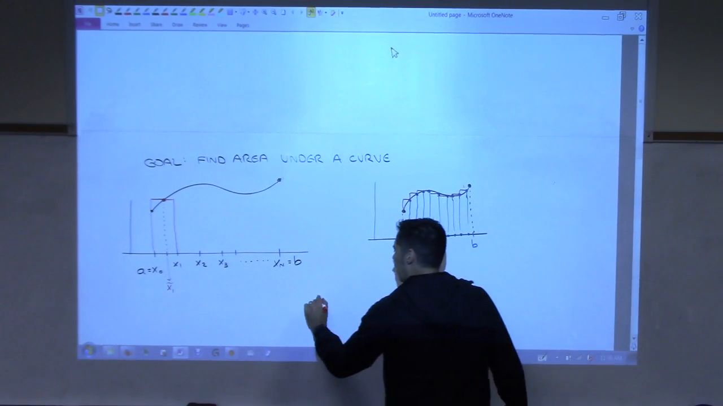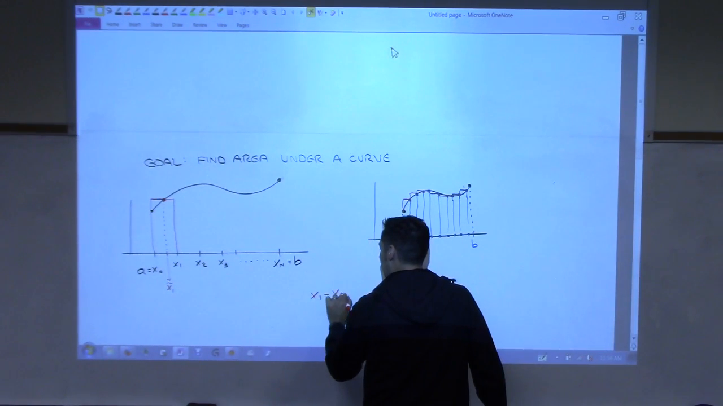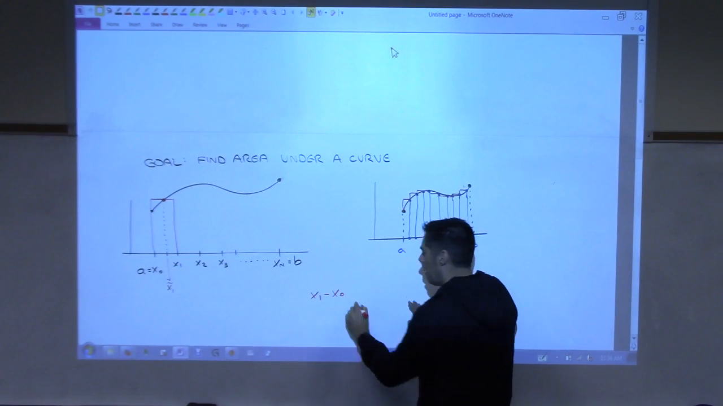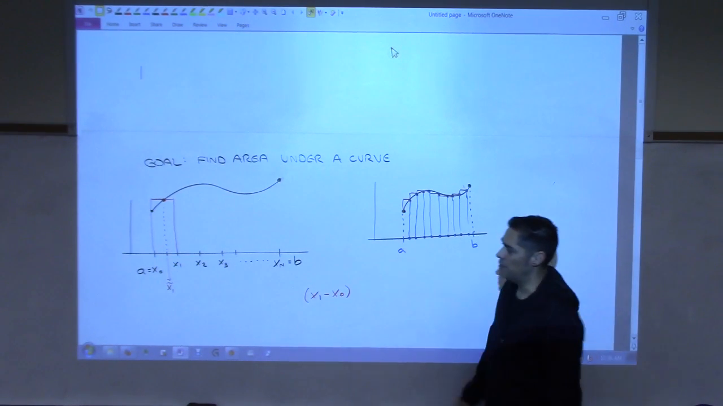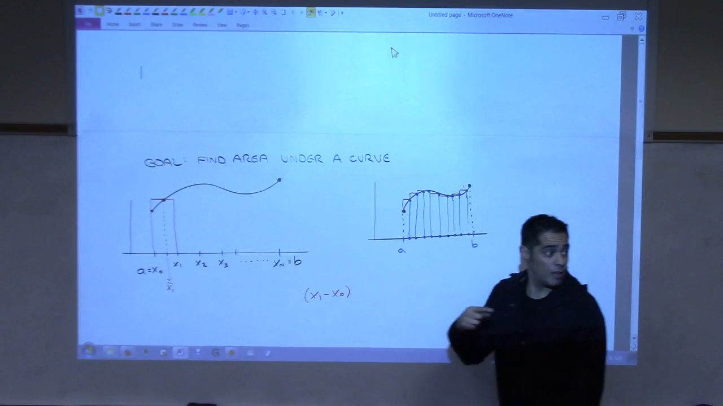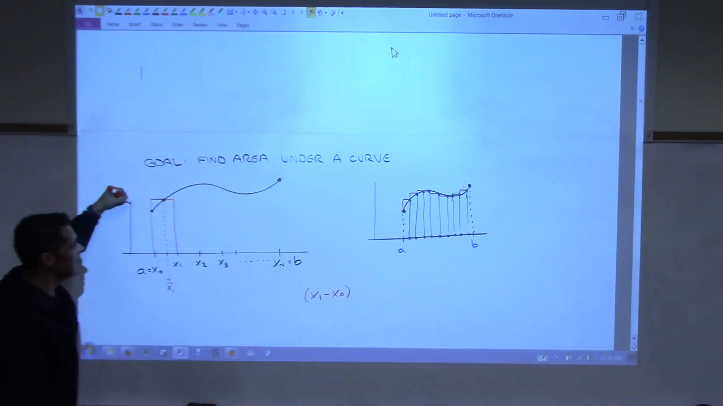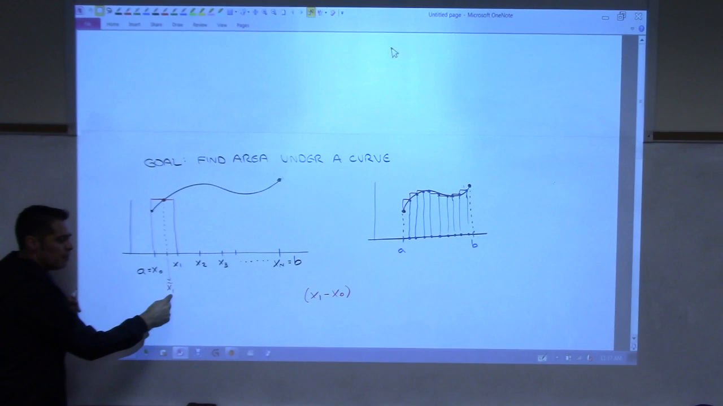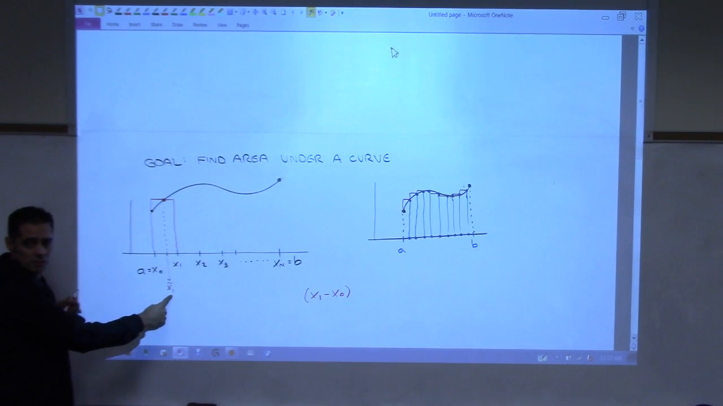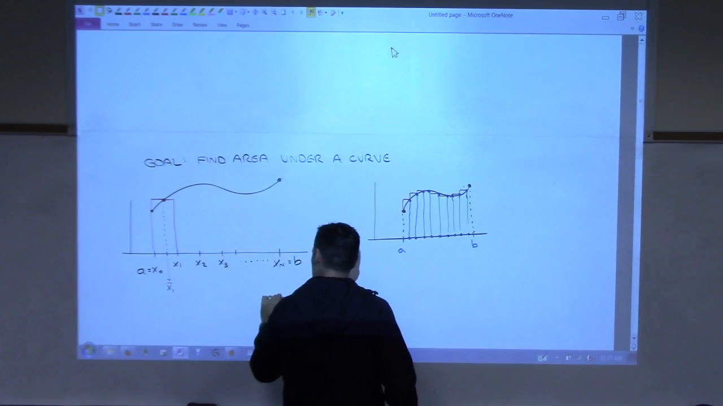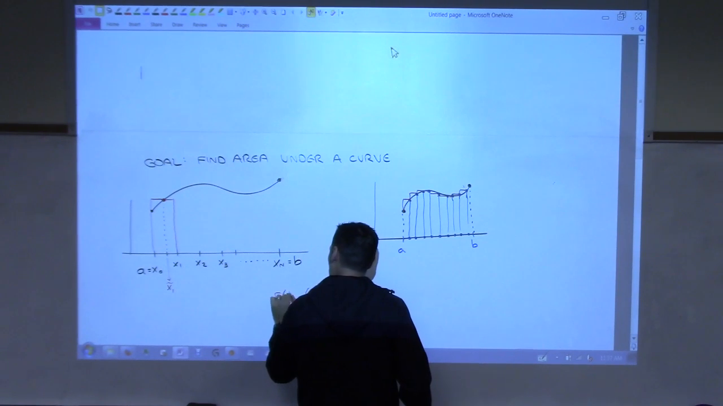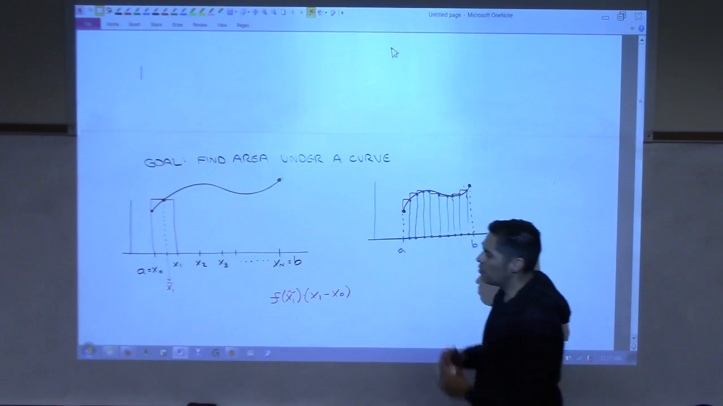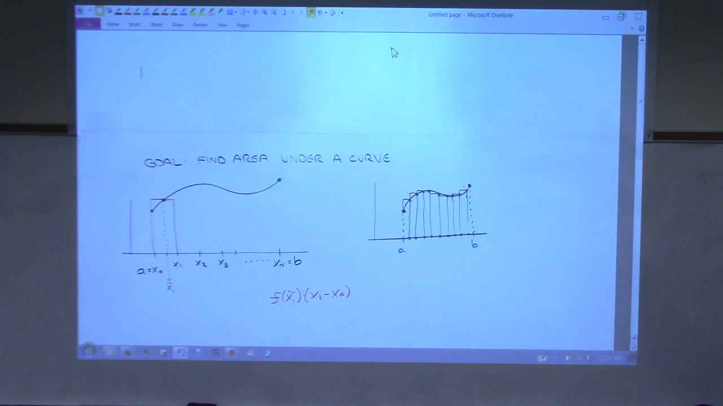Okay, it's x sub 1 minus x sub 0. That's how wide it is, right? Everyone agree with that? So that's your width. How tall is it? It's the y coordinate there, isn't it? It's this height, but isn't that height this number plugged into the function? Yes? So I'm going to say f of x sub 1 tilde times that. Does everyone agree that that's the area of that first rectangle? Sure? Any question?